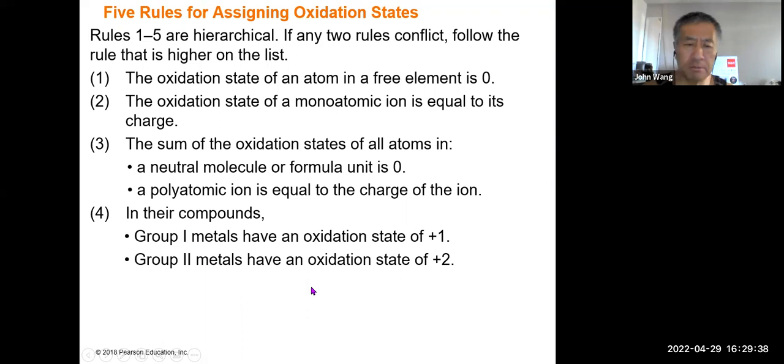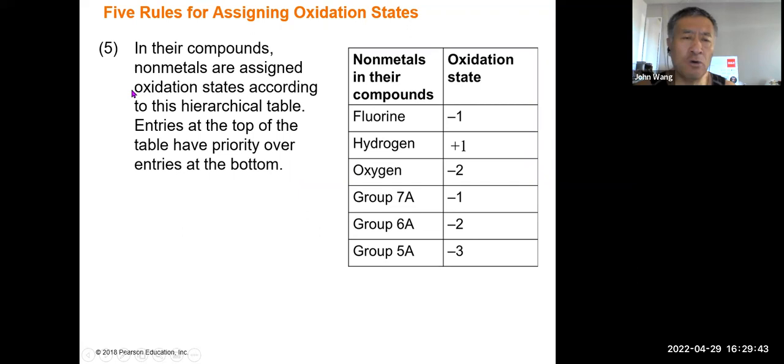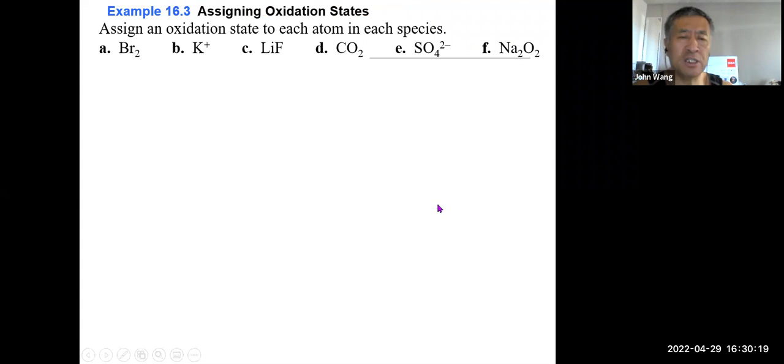Then this last rule has the lowest priority. In their compounds, non-metals are assigned oxidation states according to the hierarchical table here on the right. The entries at the top of the table have priority over the entries at the bottom. So if you have to use rule 5, the highest priority will be fluorine. Fluorine has negative 1, then hydrogen plus 1, and so on. Now let's practice these 5 rules, then we will see some of those definitions.